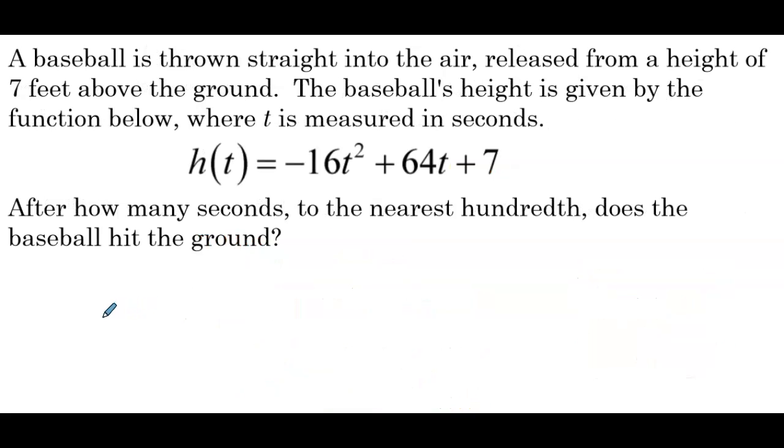Our last example: a baseball is thrown straight into the air, released from a height of 7 feet above the ground. The baseball's height is given by the function below, where t is measured in seconds. So the function is h of t equals negative 16t squared plus 64t plus 7. After how many seconds, to the nearest hundredth, does the baseball hit the ground? So when I see this in a problem, that tells me it's probably not going to be factorable, and we're going to have to use the quadratic formula in order to solve.